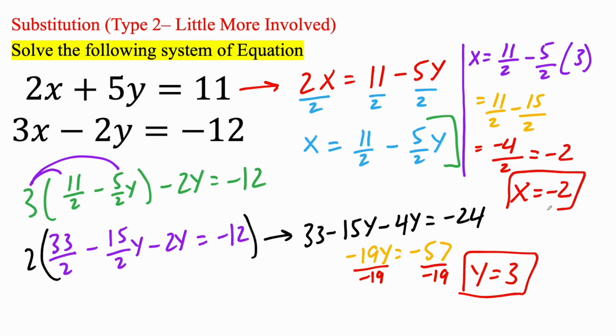So now we have both x and y. But it's always a good idea, we did all this work, to double check and make sure our answer is actually correct. So we're going to plug in negative 2 for x and 3 for y.